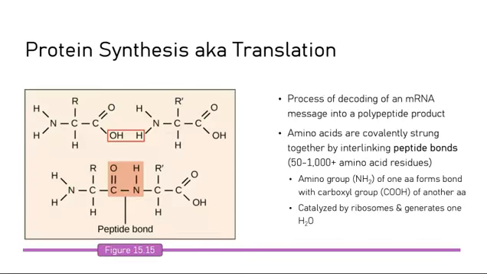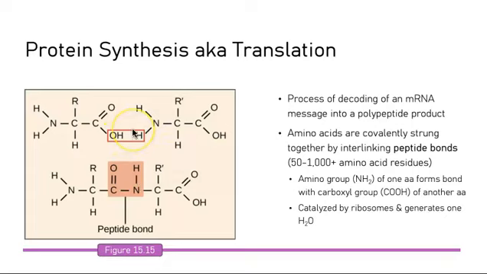So protein synthesis is the same thing as translation, and it's our process of decoding the mRNA strand into a polypeptide product. And to do this, we're going to utilize those amino acids, and we are going to covalently string them together by interlinking peptide bonds. And this could be anywhere from 50 to 1,000 or more amino acid residues all strung together.